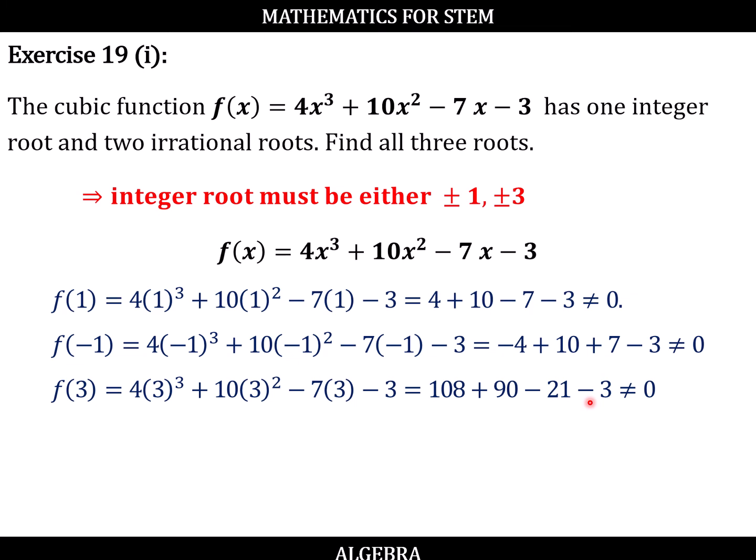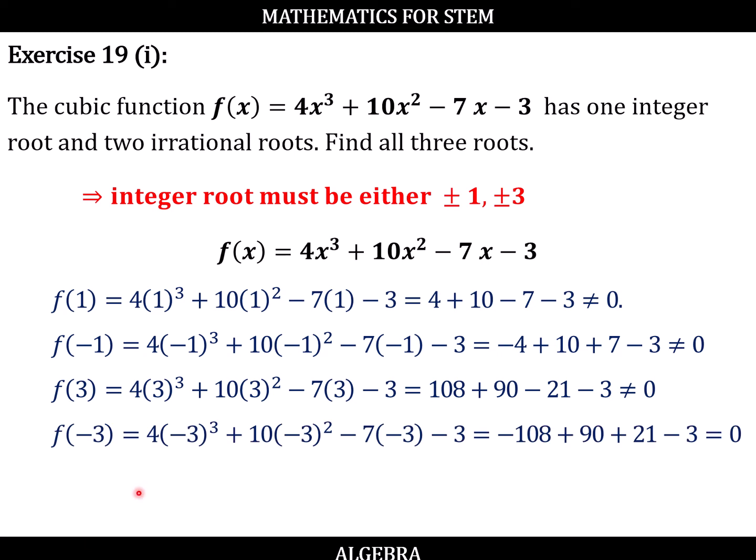So the last one is x equals minus 3. So this one must equate to 0. When we put in x is minus 3, minus 3 by minus 3 by minus 3 gives minus 27. And when you multiply that by 4, that gives minus 108. Minus 3 squared is a plus 9. Plus 9 by plus 10 gives a plus 90. Minus 7 by a minus 3 is plus 21. And then we have the minus 3 at the end.